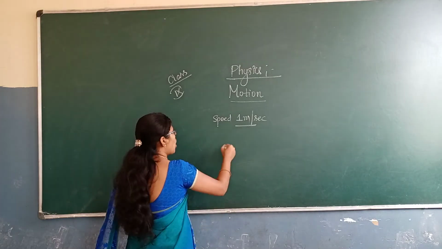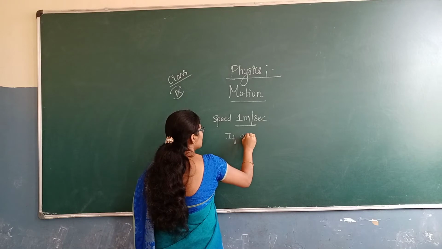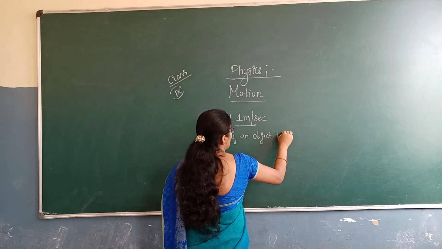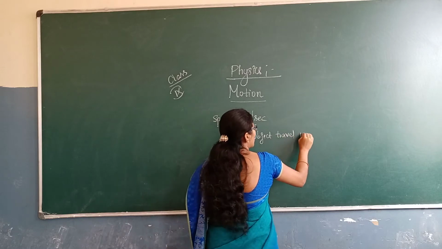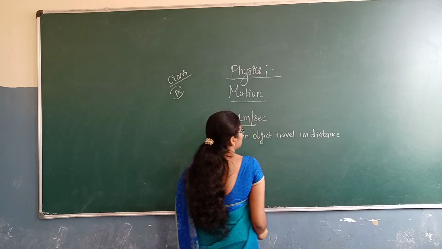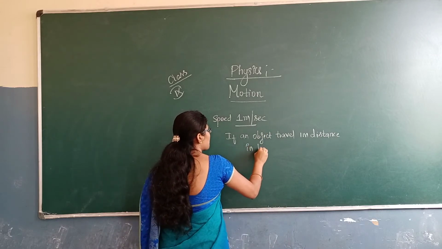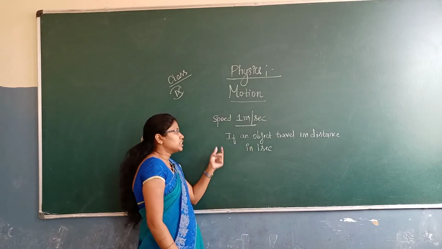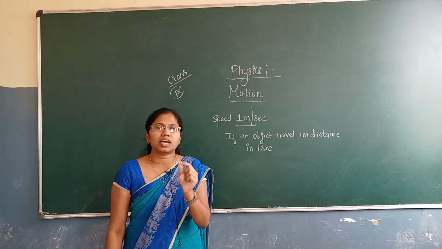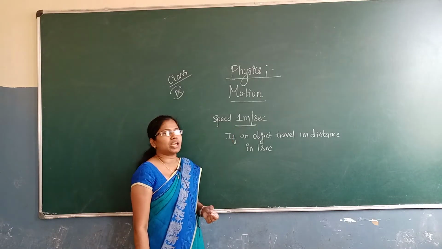Well, if an object travels 1 meter distance in 1 second, then we can say the speed will be 1 meter per second. So it is a very important point.